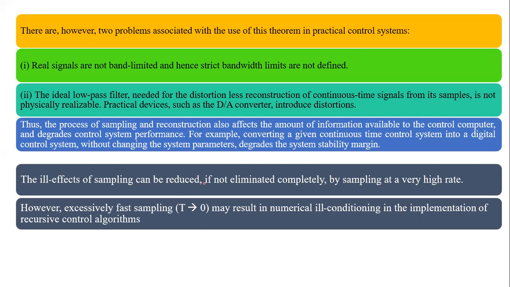That means we cannot have samples wherein the time period between two samples is zero. We cannot have an infinite frequency there, right? Because ultimately we are using certain algorithms to process the sampled data, and generally in control systems we make use of recursive control algorithms. These recursive control algorithms would be hard to implement if we are using the sampling frequency at an infinite rate.